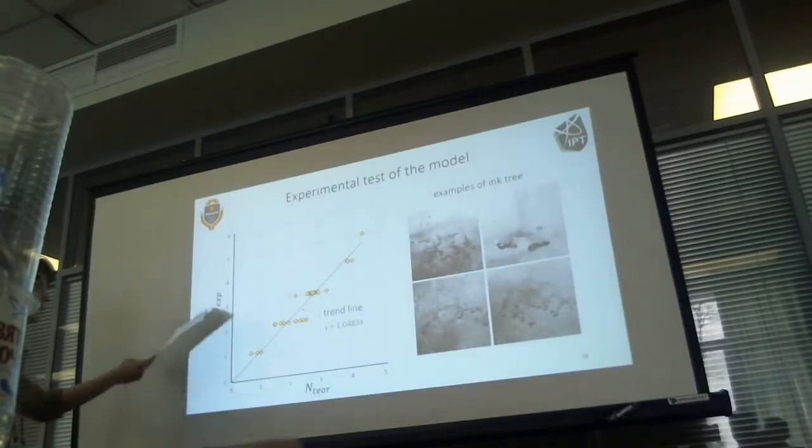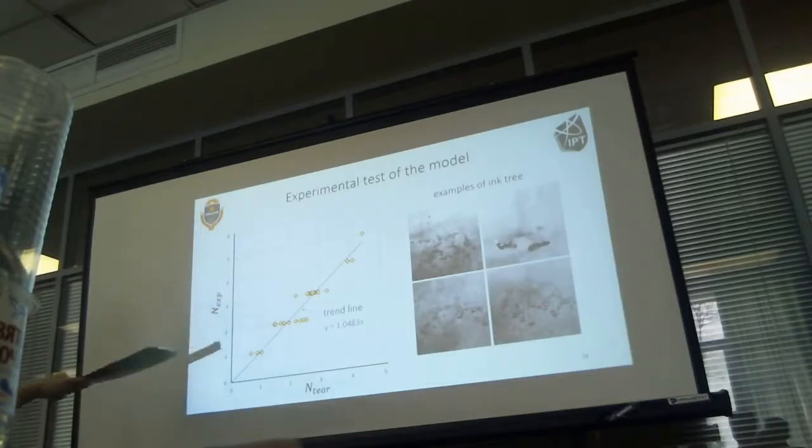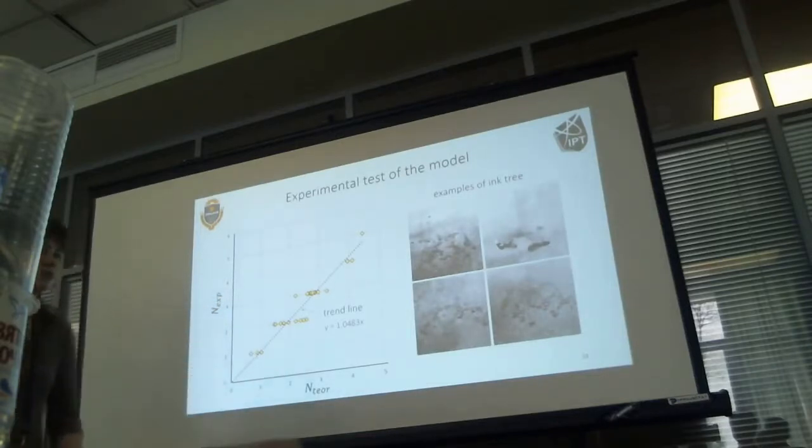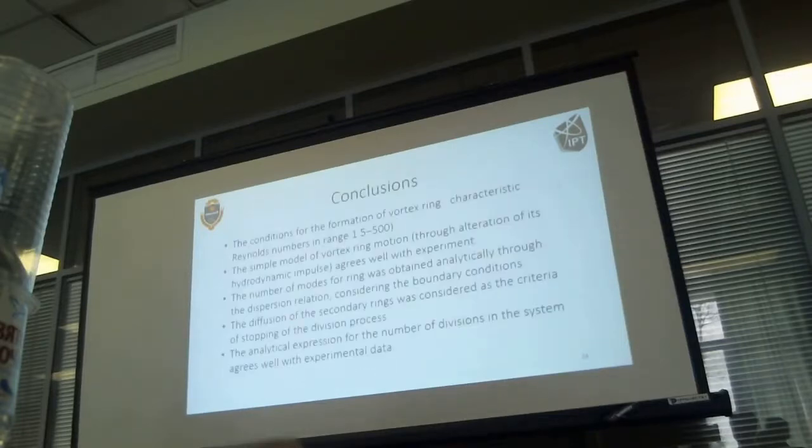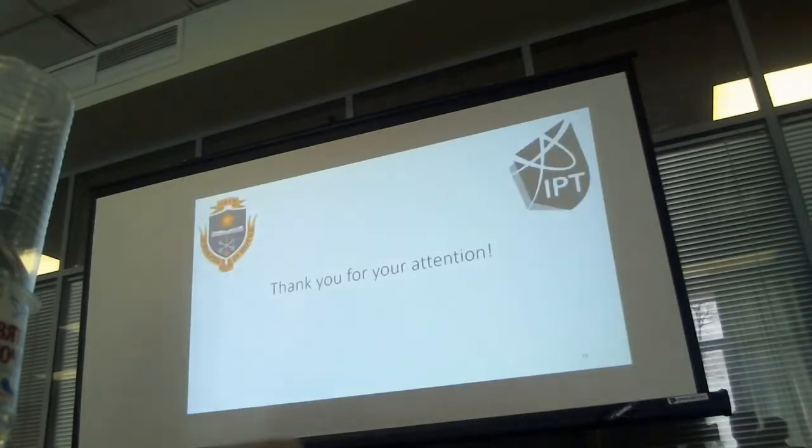On this axis is the experimental number of divisions, and on this axis is the theoretical number of divisions. And really, we get quite good correlation with experiment. Now we can come to the conclusions. Here you can see that we obtained really the number of divisions theoretically and experimentally. Thank you for your attention.